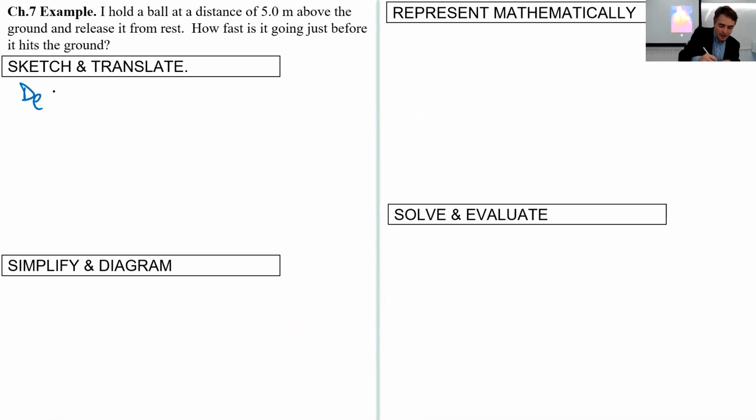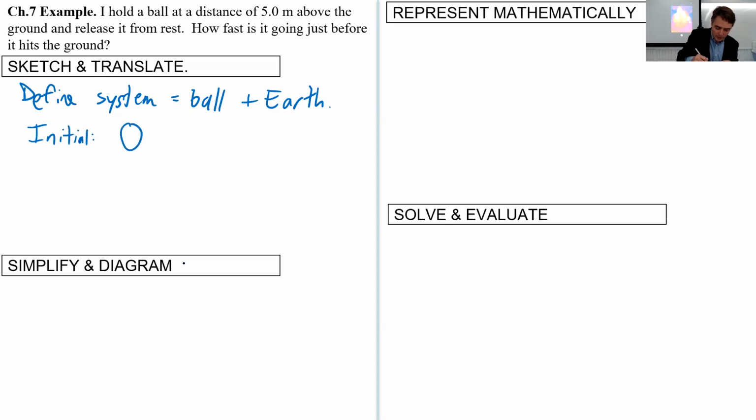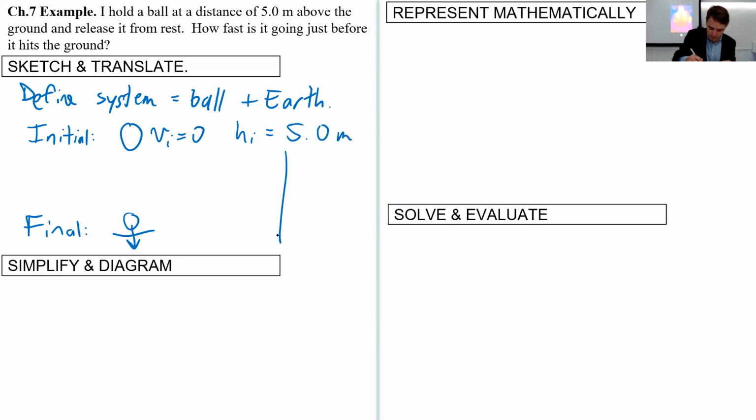What you do is you define the system as the ball plus the earth. Okay. And so initially, it's sitting here, and then finally, it's going really fast down to the ground. And it gets pulled down. And so v initial equals 0. The height initial is equal to 5 meters above the ground, right? The v final is what you're trying to find. And the h final is 0.